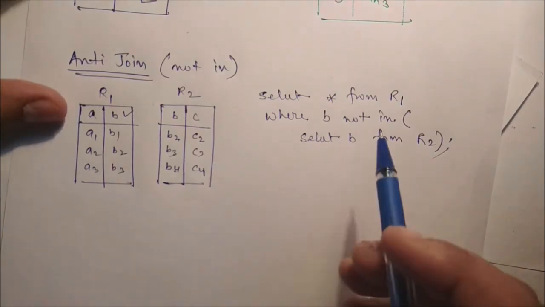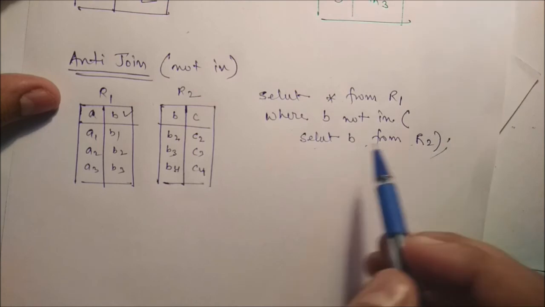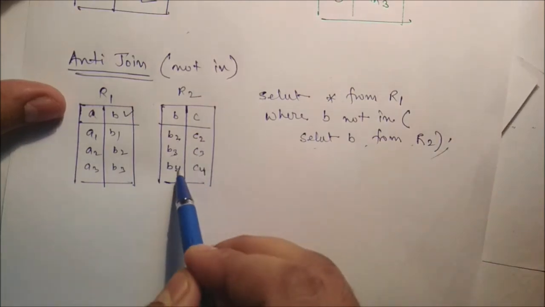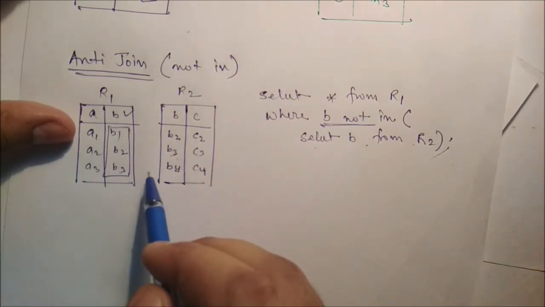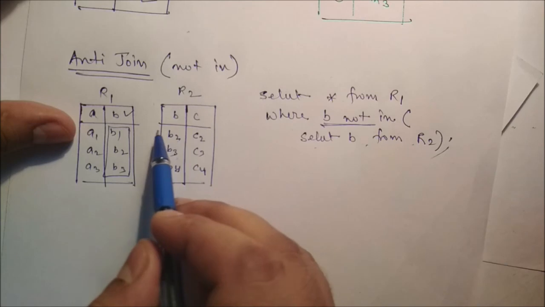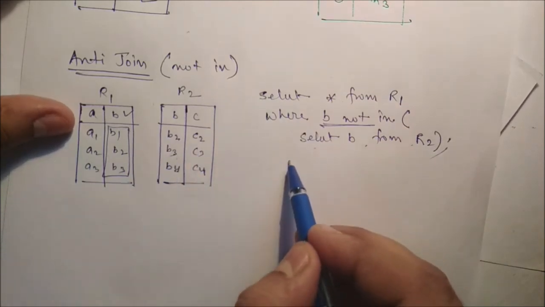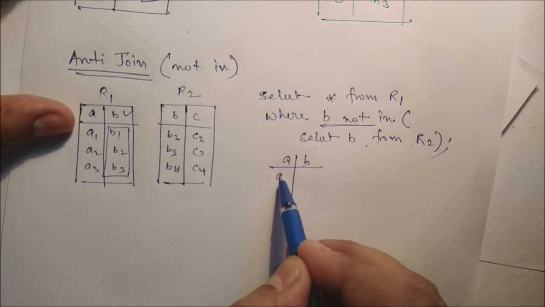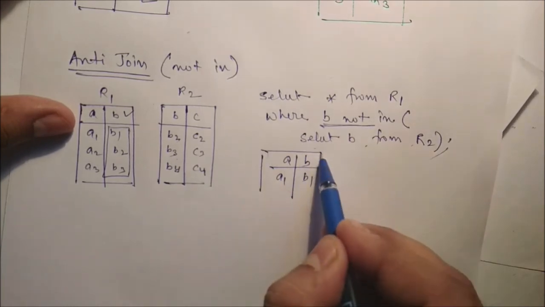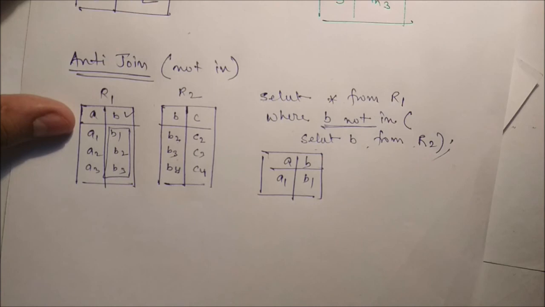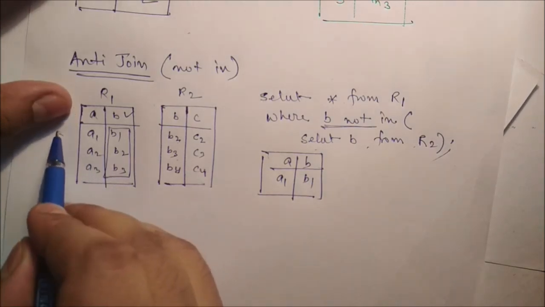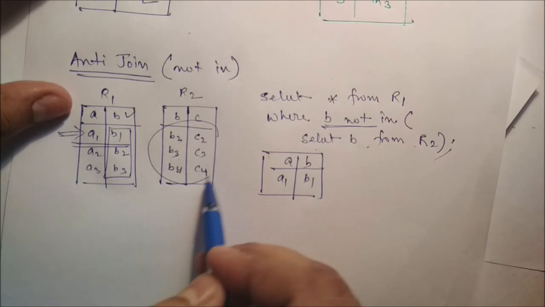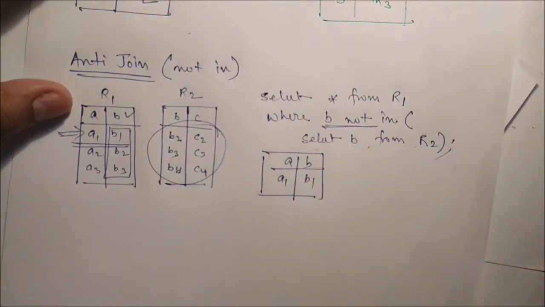So select B from R2 will select B2, B3, B4. So where B not in means that here B2 and B3 are there, but B1 is not there. So what will be the output? The output will be A1 and B1. So an anti join between two tables returns rows from the first table where no matches are found in the second table. This particular row does not match with the second table, so it is called anti join.